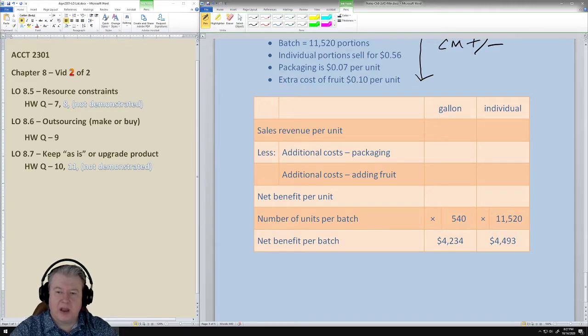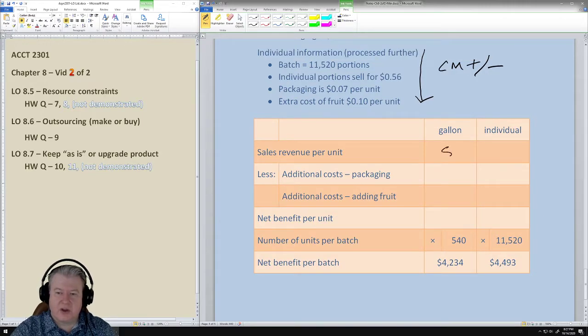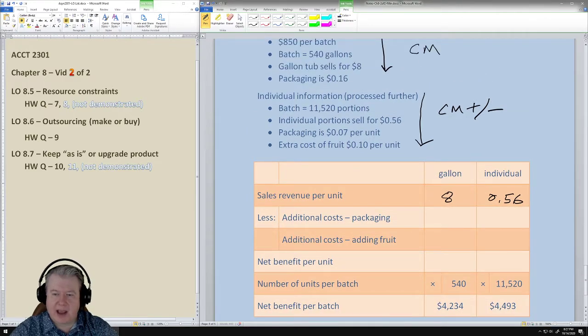So here we've got revenue. This is 8 and this is $1.56. The packaging here is 16 cents. The packaging here is 7 cents. There's no additional cost for fruit here. The cost of adding the fruit to the yogurt is 10 cents.